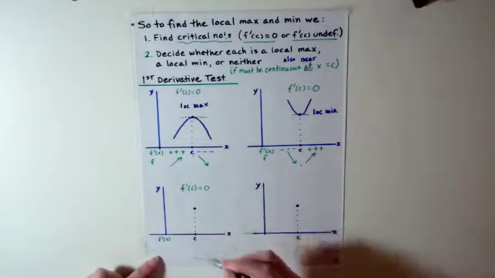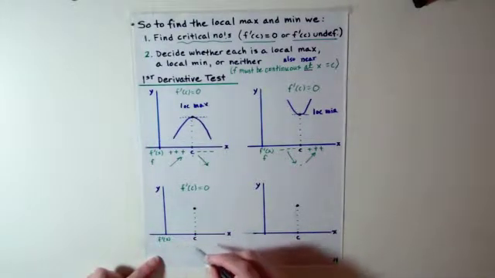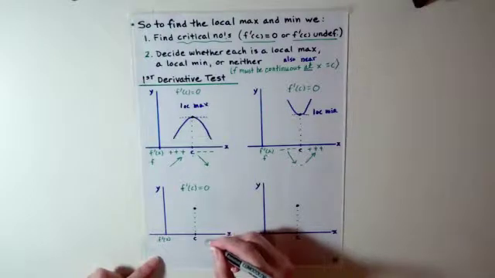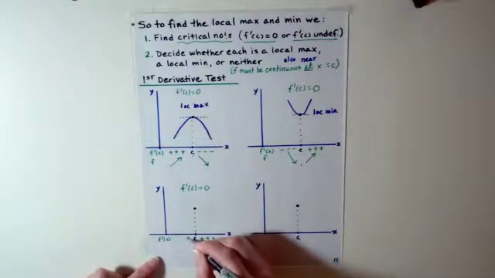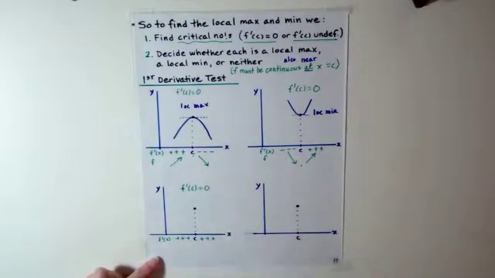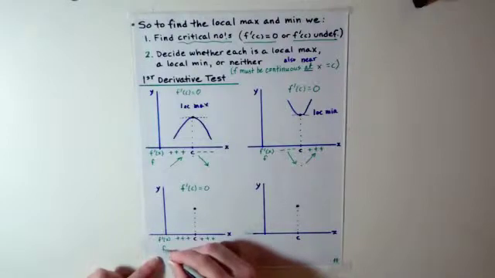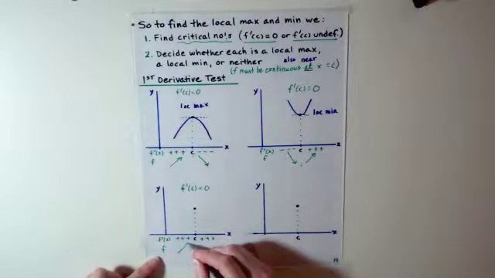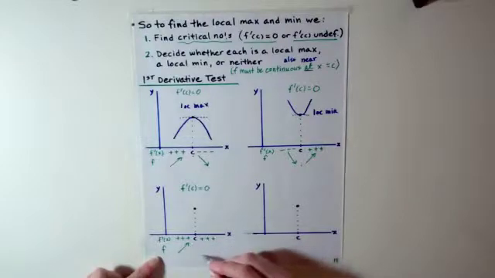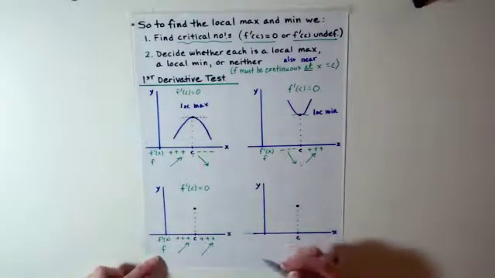And I test the value of f prime to the right and the left of c, and I plug in an x value to the right of c and find out that f prime is positive, and I plug in an x value to the left of c and find that it's also positive there. Remember, what would that mean about f? It means that it's increasing to the left of c, and it continues to increase to the right of c.